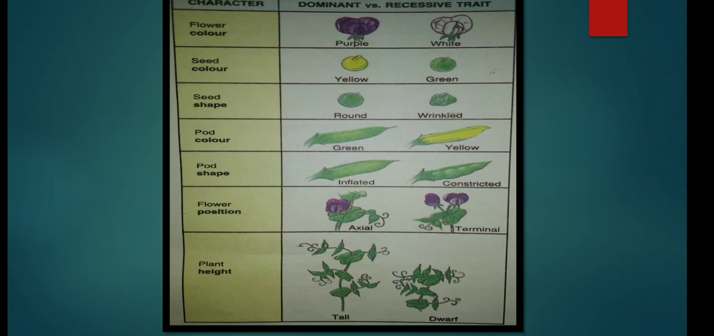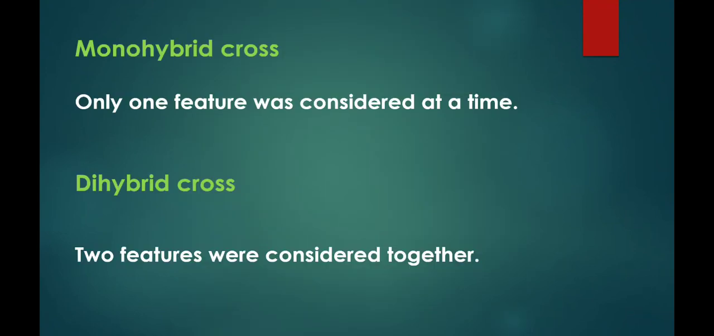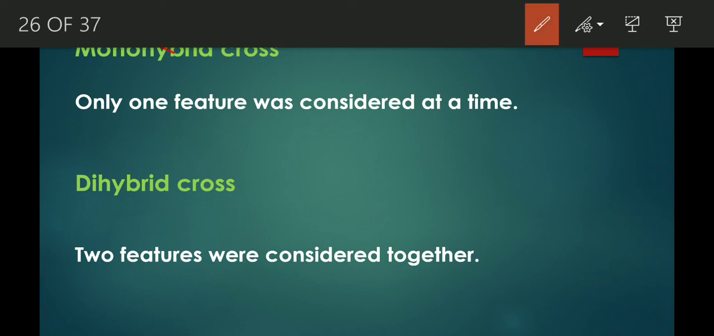Now there are 2 types of crosses. One is monohybrid cross. Mono means one. Here only one feature is considered at a time, either the seed shape or the seed color or the pod shape. And dihybrid cross, di means 2. Here 2 features are considered altogether at a time.